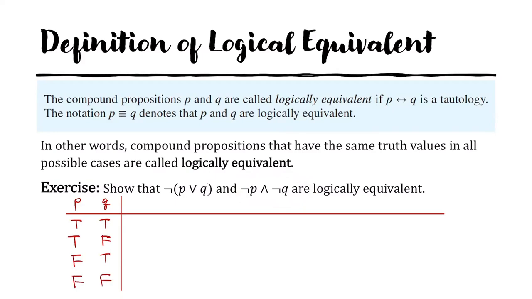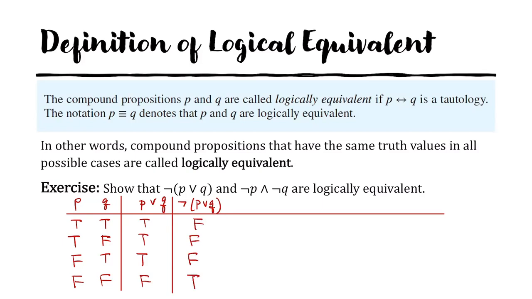Now we need to construct not (P or Q). Before we construct not (P or Q), we have the parentheses around P or Q, so we will do that first, P or Q. And we know P or Q is only false when both values are false. And then we will negate it. You'll have false, false, false, true. Then we finish this one.